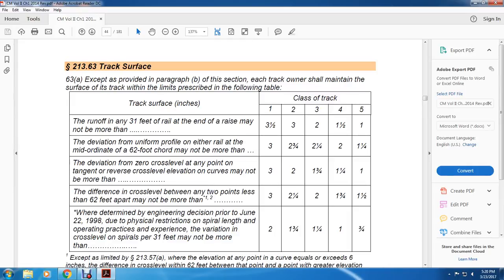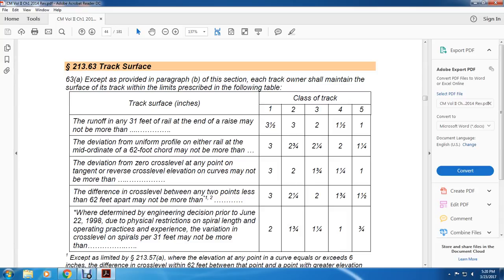Alright, 213.63 Track surface. (a) Except as provided in paragraph (b) of this section, each owner of the track shall maintain the surface of the track within the limits prescribed in the following table. Classes 1 through 5 will be read consecutively. The runoff in any 31 feet of rail at the end of a raise may be not more than 3.5 inches, 3, 2, 1.5, 1 inch.